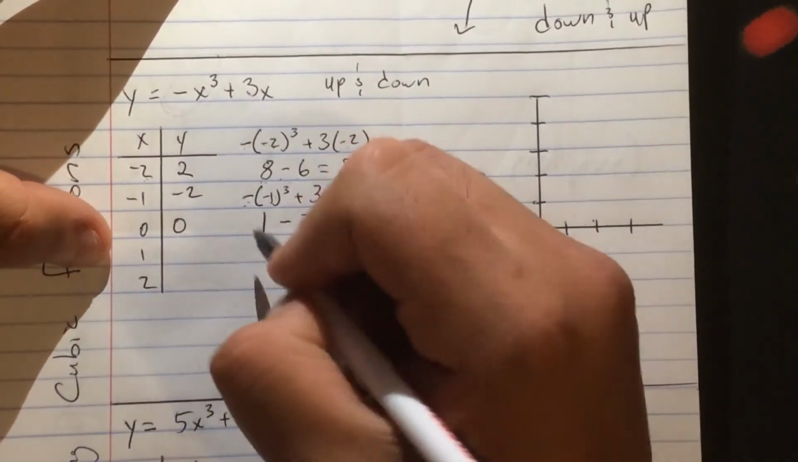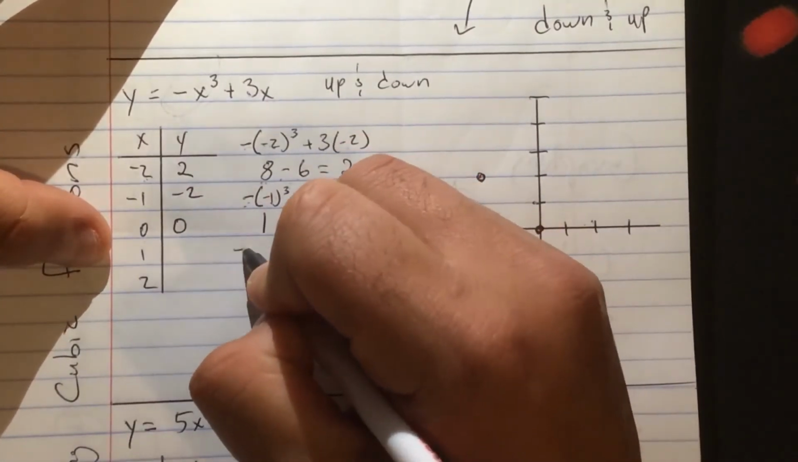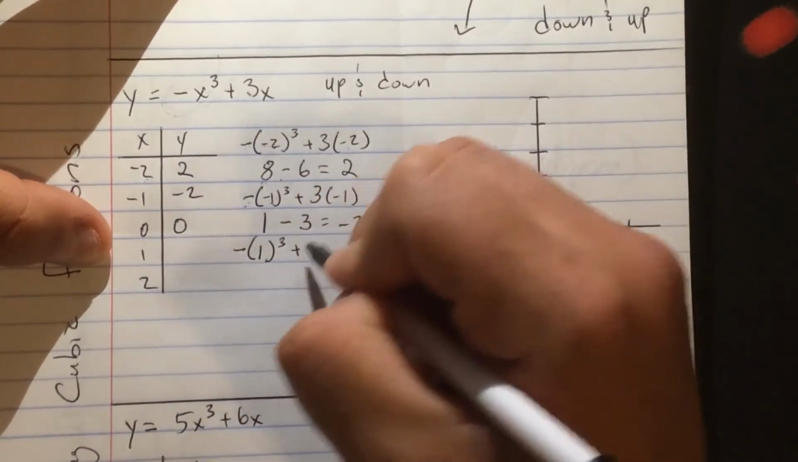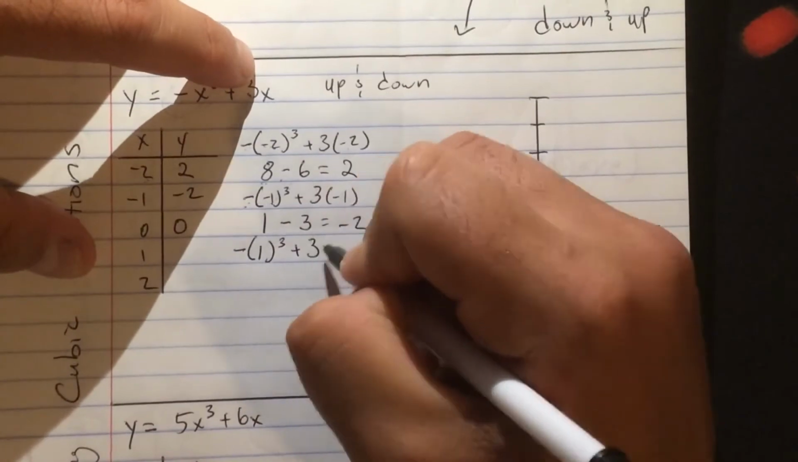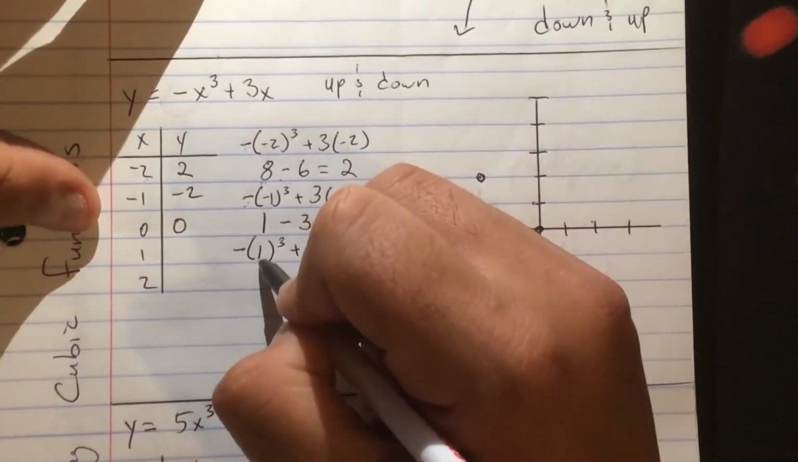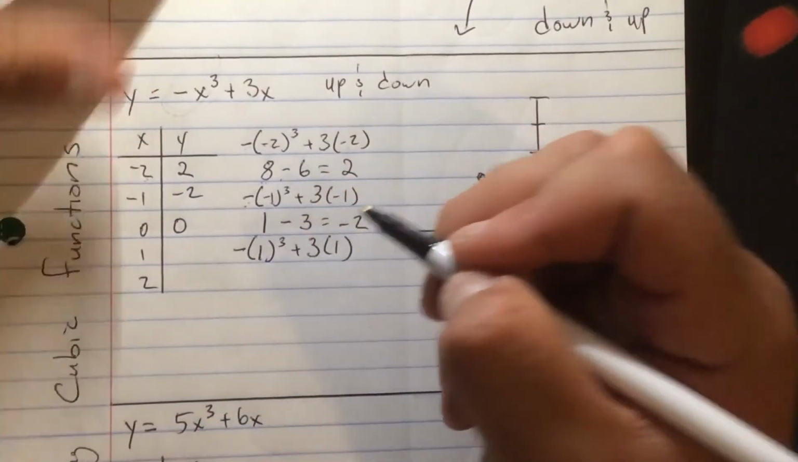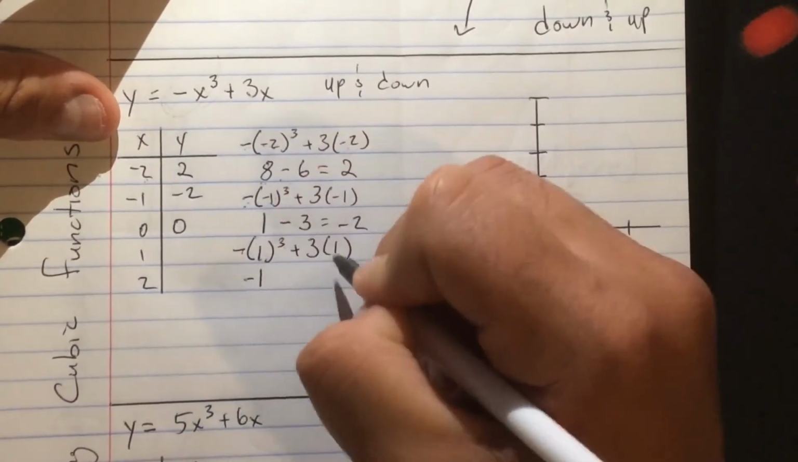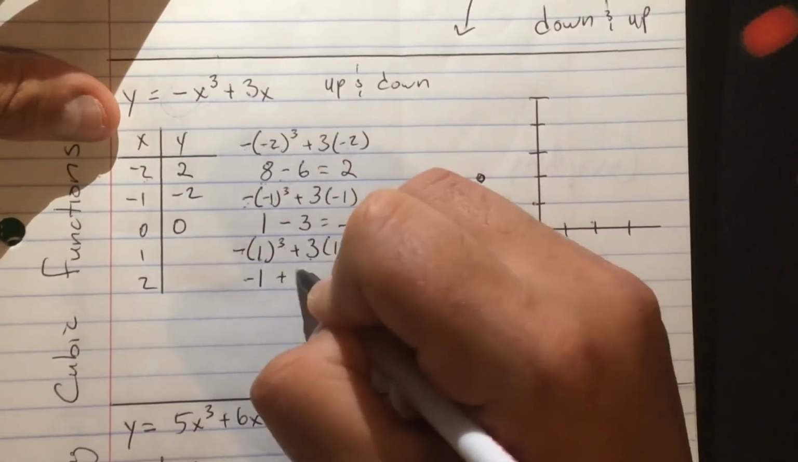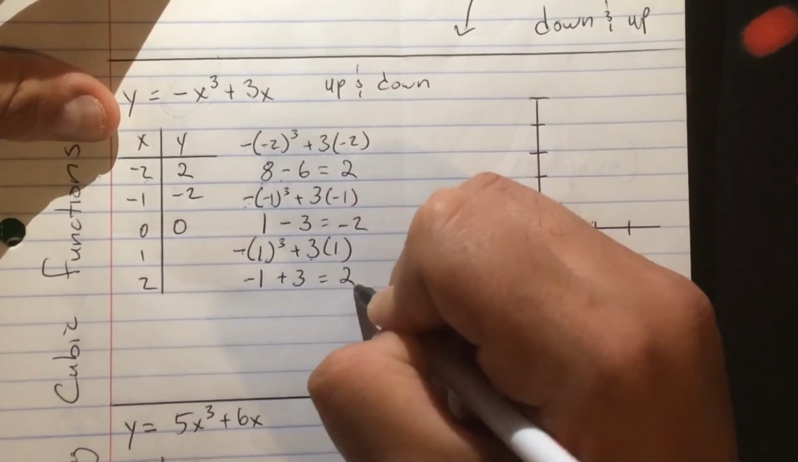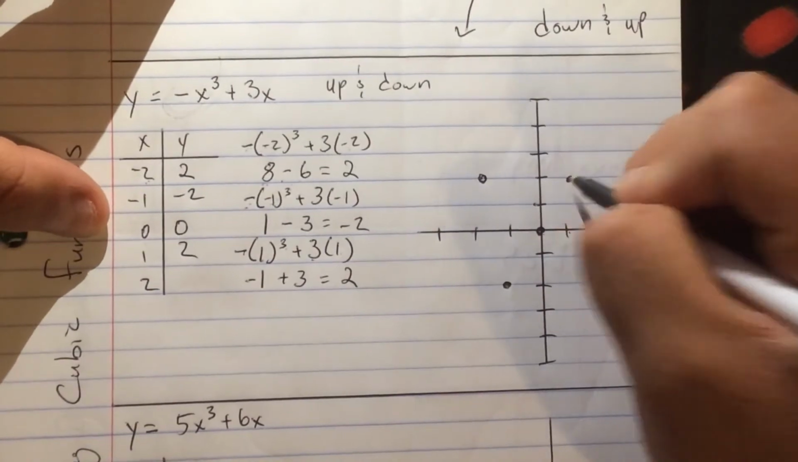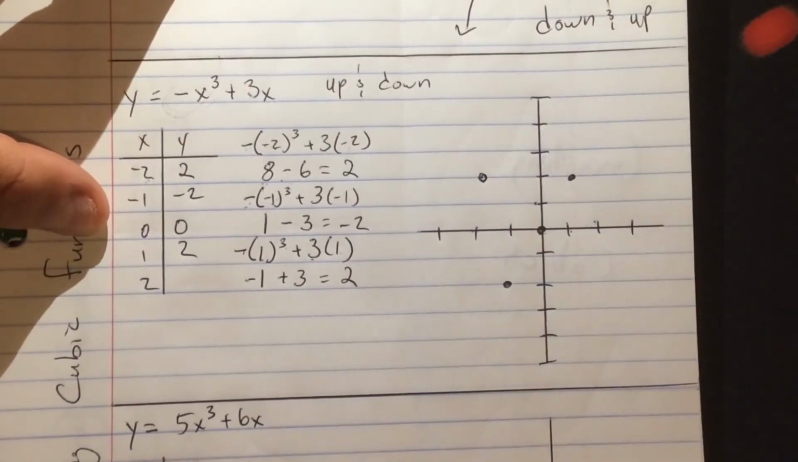Then the next one we have here would be negative 1 cubed plus 3 times 1. And 1 cubed is just 1 times 1 times 1, which is 1, times a negative would be negative 1. And then 3 times 1 is just 3. So this would equal 2. So at 1, 2, you can kind of see a correlation of what's going on.